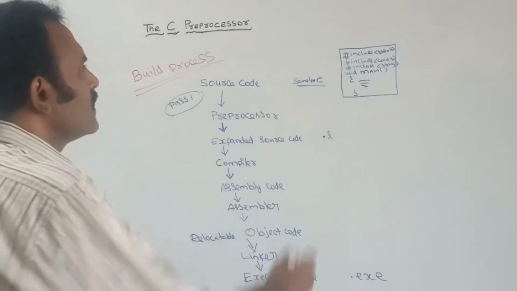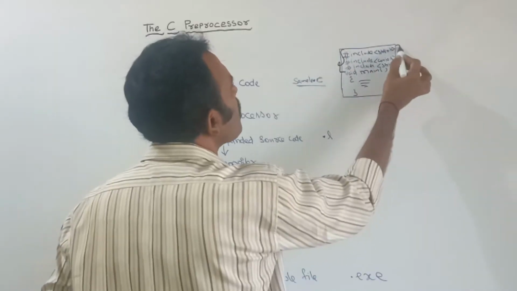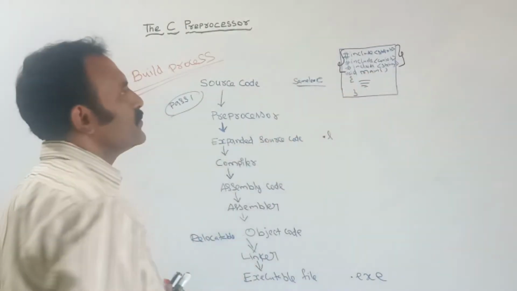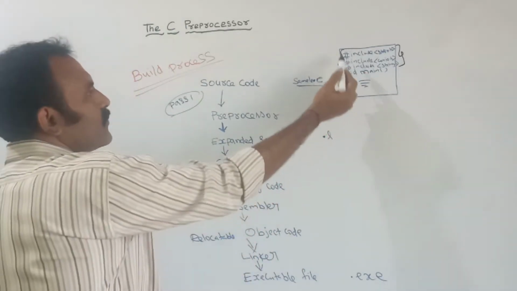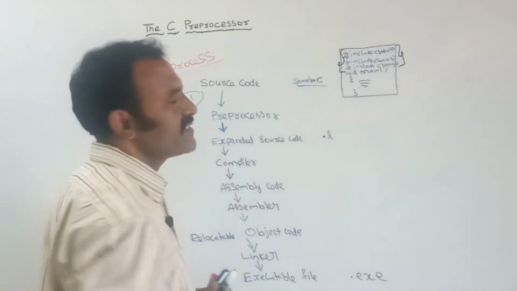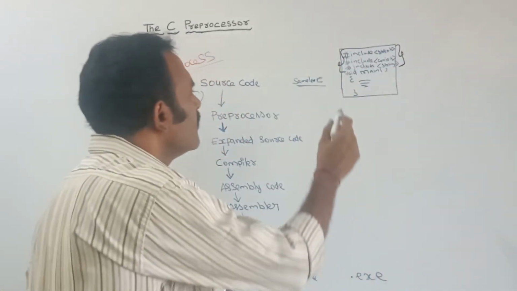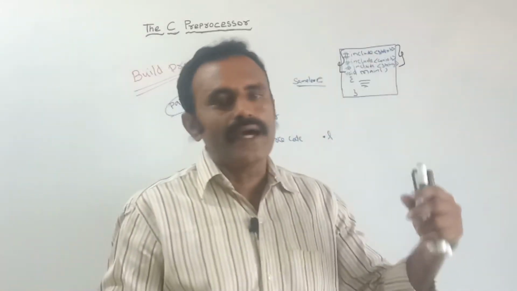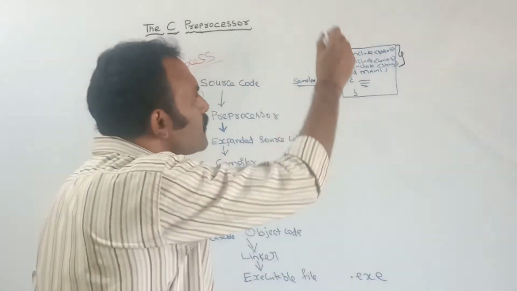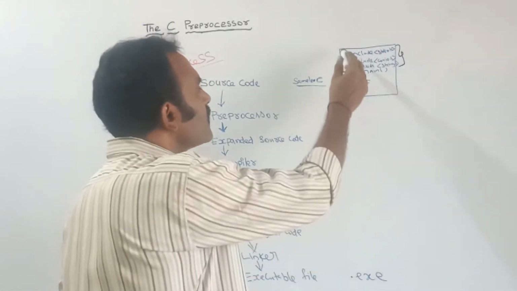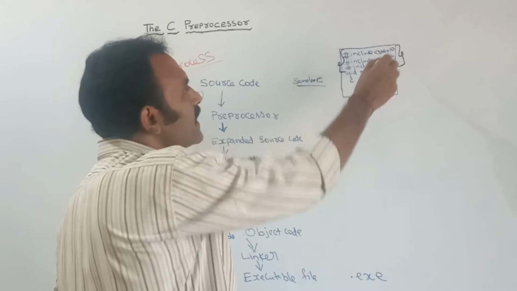So here, totally three preprocessor directives we have used. The program lines which start with the # symbol are known as preprocessor directives. Here our source code will be expanded as per the preprocessor directives used in our source code. Here totally three preprocessor directives are used.